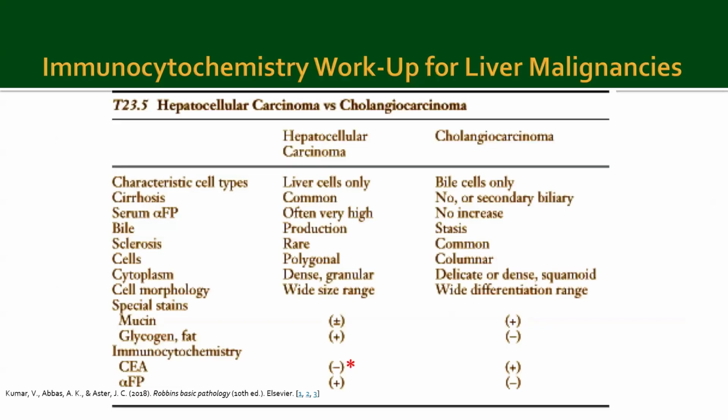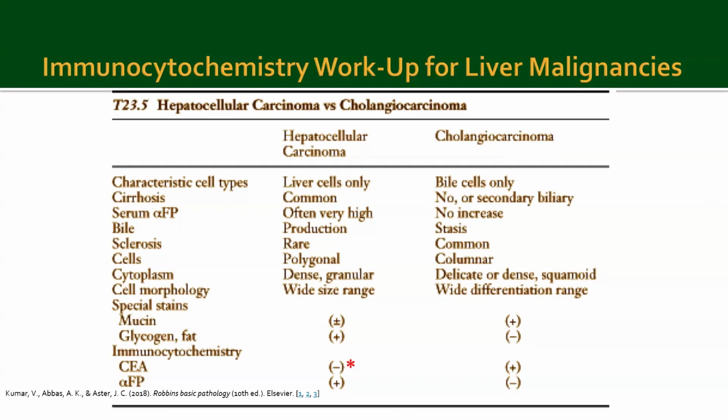I wanted to include this really good chart that I actually used to help study for my boards to differentiate specifically hepatocellular carcinoma versus cholangiocarcinoma and the different traits that can be used. I wanted to mostly highlight the immunocytochemistry workup. So alpha fetoprotein, like I mentioned before, is very high in hepatocellular carcinoma, but for cholangiocarcinoma, there is no increase in AFP. And for cell morphology, cytoplasm is more dense and granular for hepatocellular carcinoma, whereas cholangio tends to be more delicate or dense and can even be squamoid at times.